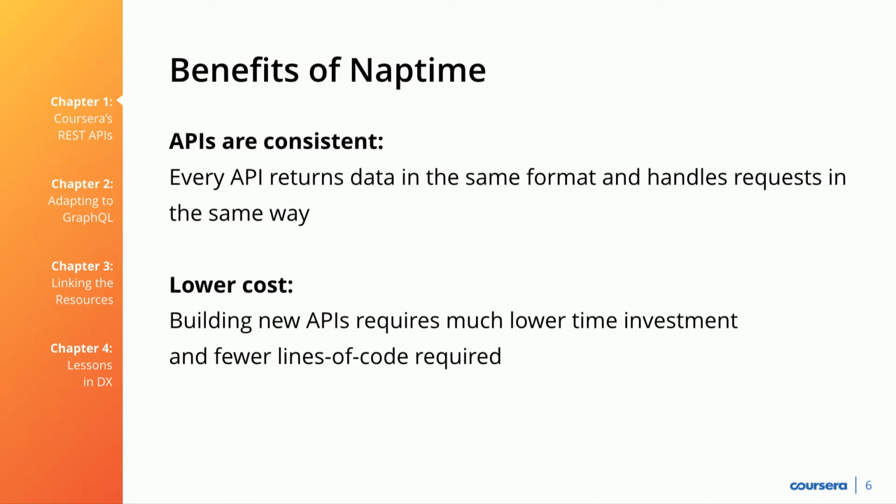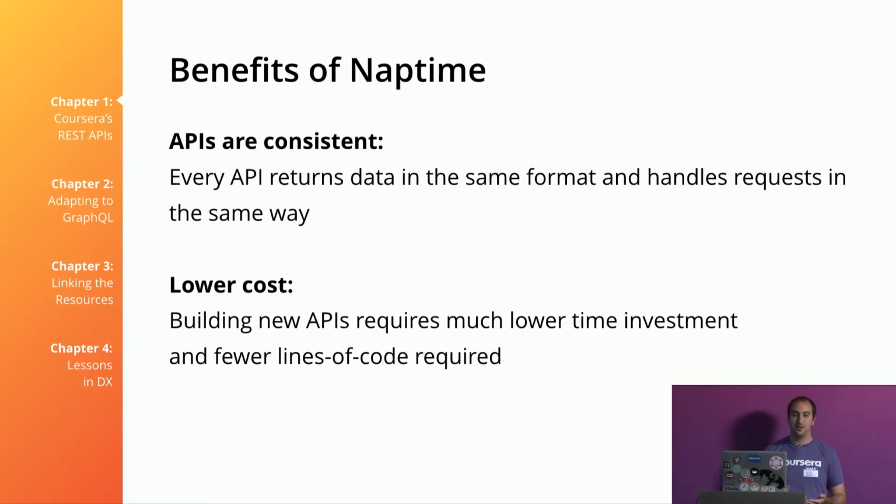You don't have to come up with your pagination model. You don't have to think about how you're going to do authentication, authorization. And because we actually have all this boilerplate abstracted away, you don't actually have to write that code. You just have to worry about the core functionality of your API, how to get that data and return it. You don't have to worry about all those other things.